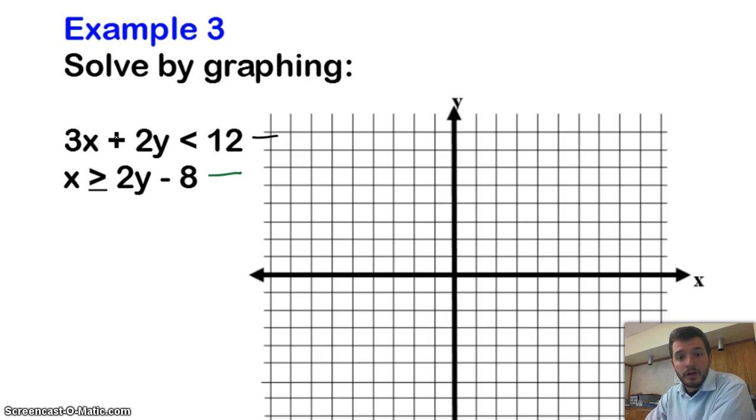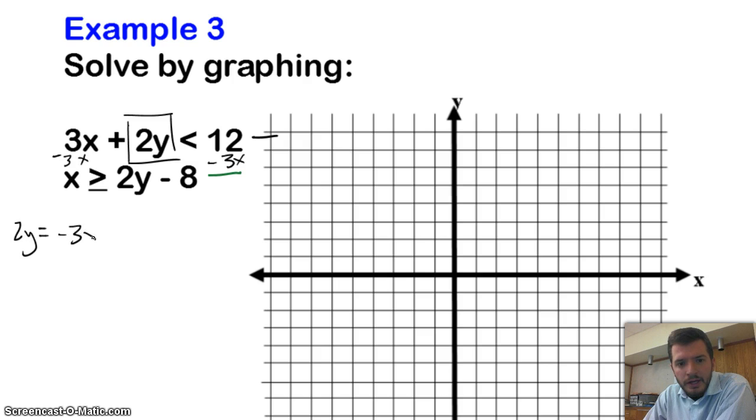So let's solve for it. I'm going to get this 2y by itself. First thing I'll do is subtract 3x from both sides. So it'll be 2y equals -3x plus 12. And then we'll divide by 2.